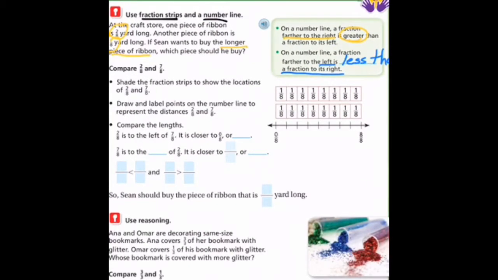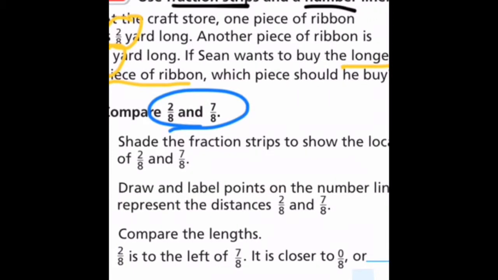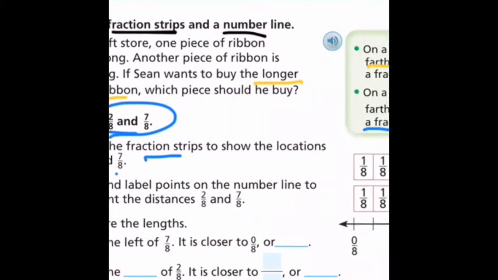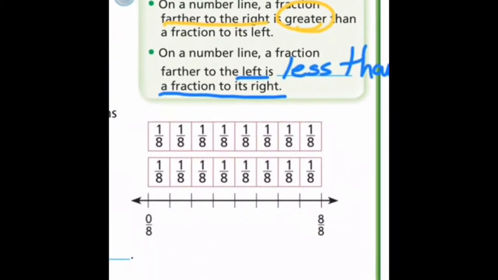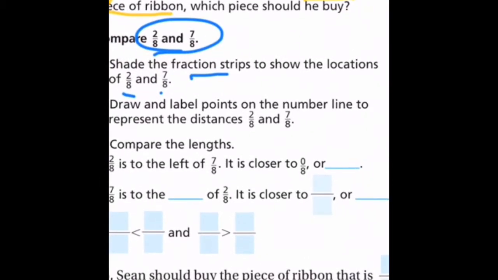All right, we're going to compare two fractions now, 2/8 and 7/8. It says, shade the fraction strips to show the locations of 2/8 and 7/8. So 2/8, I'm going to do that one on the top. 2/8, 1, 2 of them, and 7/8. 1, 2, 3, 4, 5, 6, 7, 7/8. Okay, I did that part. Go to the next set of directions.